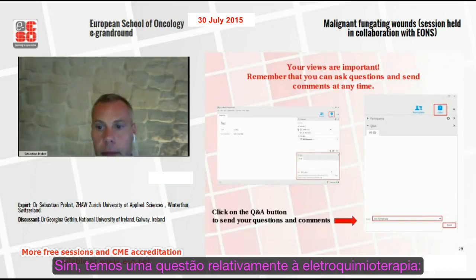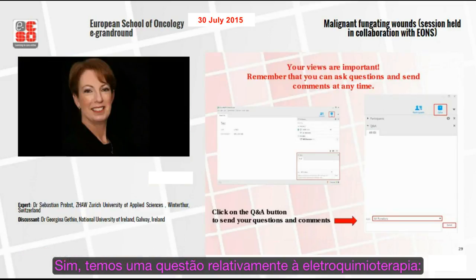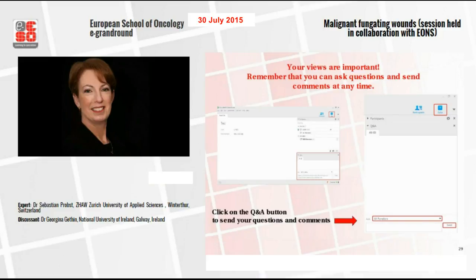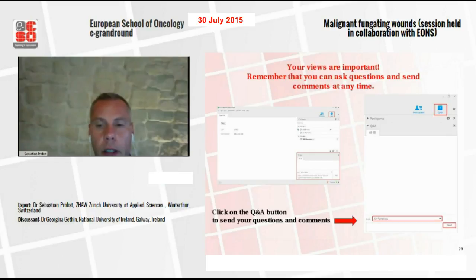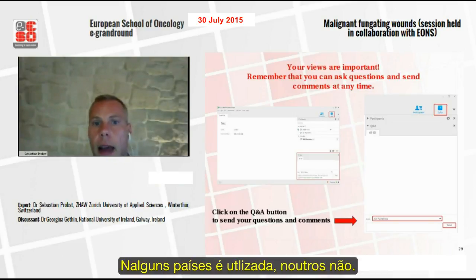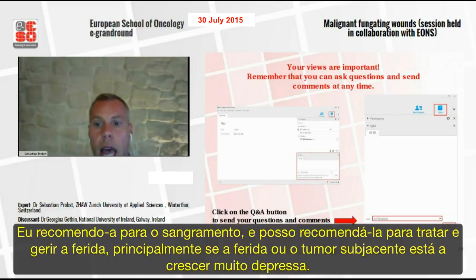Do you have any questions? Thank you. We had one question in relation to electrochemotherapy and wondered about your experiences of using that in whichever of the symptoms that you wish to manage. Do you have any experience of using that? Which product? I didn't get the last couple of words. Electrochemotherapy. In some countries it's used, in other countries it's not used, and I can recommend that for bleeding, and for managing the wound, especially if the wound is growing very fast, or the tumor below is growing very fast. Okay. Thank you for now.